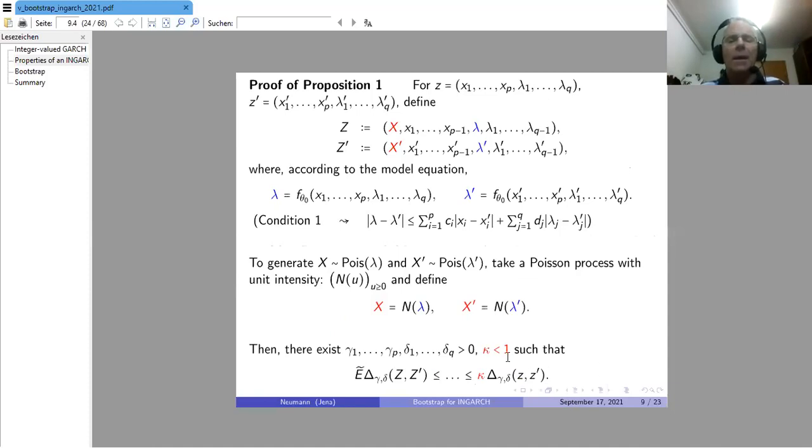Okay. And it turns out that we can find constants gamma_1 up to gamma_p, delta_1 up to delta_q, such that this inequality here is really fulfilled.